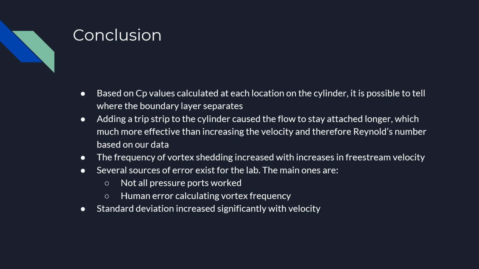There are several possible sources of error, including pressure ports that were not working and human error while attempting to measure the rate of vortex shedding. It should be noted that the standard deviation of calculations significantly increases with an increase in velocity.